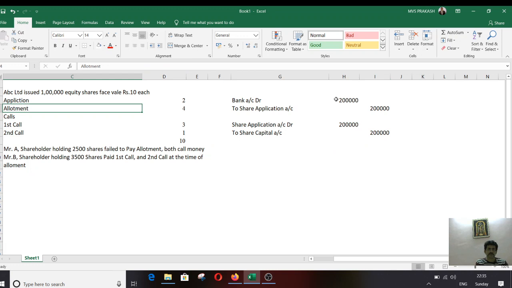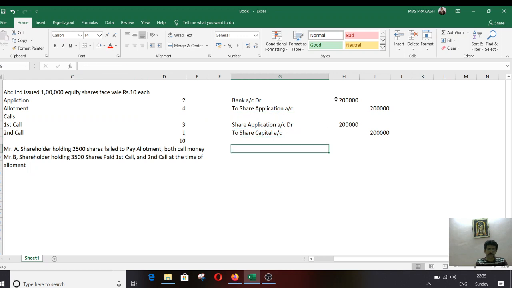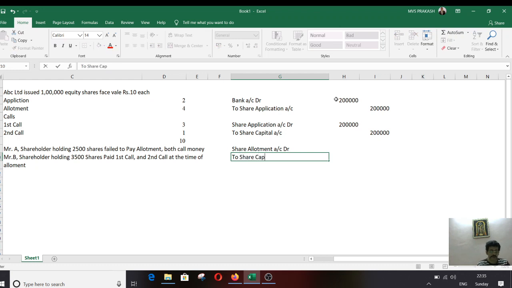Allotment. As soon as the applications are received, the company checks the KYC and whether applications are duly filled. If everything is in order, allotment will happen. As soon as the allotment happens, we need to record the entry as income accrued but not received. That income is the share allotment account, which is nothing but income due but not received. To what? This is towards your share capital.